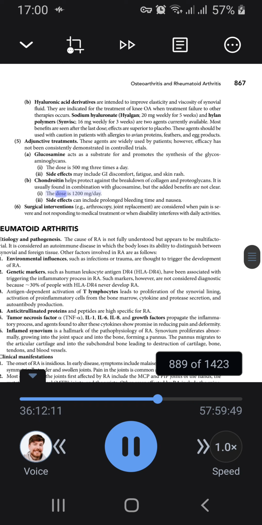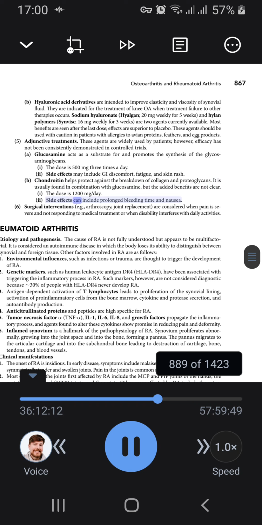Dose is 1,200 mg a day. Side effects include prolonged bleeding time and nausea. Surgical interventions, for example, arthroscopy, joint replacement, are considered when pain is severe and not responding to medical treatment or when disability interferes with daily activities.